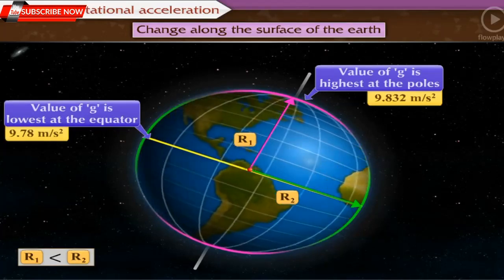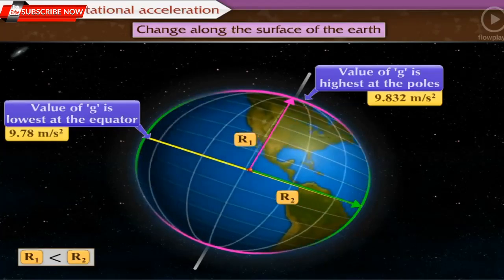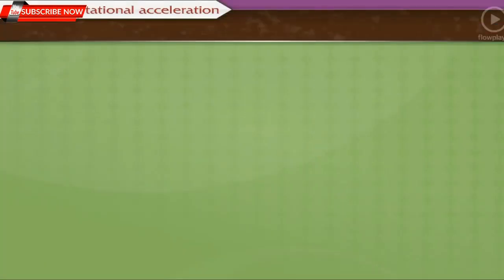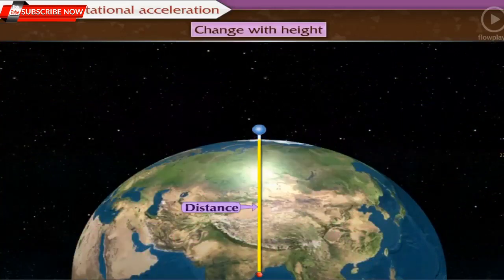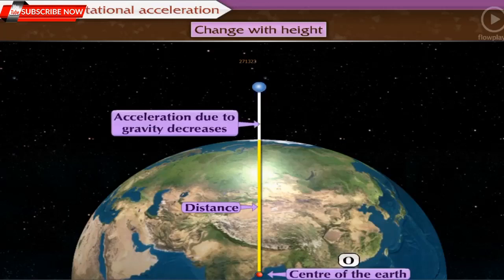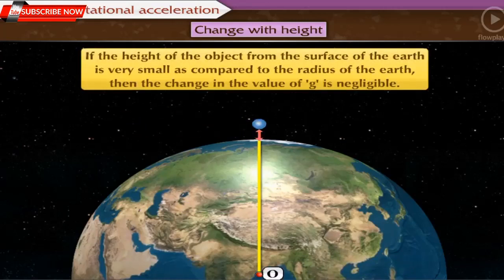Now we will study the variation in value of g with change in height. 2. Change with height. As we go above the Earth's surface, the distance between that point and the Earth's center increases, due to which acceleration due to gravity decreases. If the height of the object from the surface of the Earth is very small as compared to the radius of the Earth, then the change in the value of g is negligible.